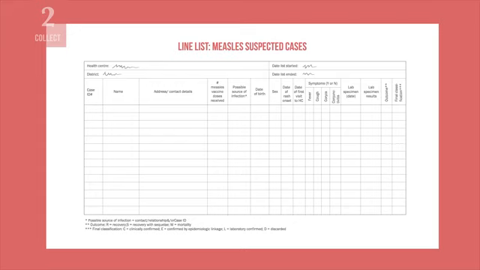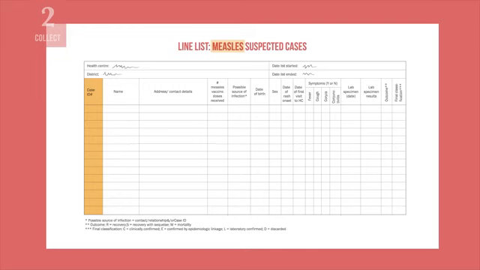This is a sample line list for measles. The unique case identification number is used to put cases in order and is not linked to the numbers on the immunization register or the AEFI cases in any way.